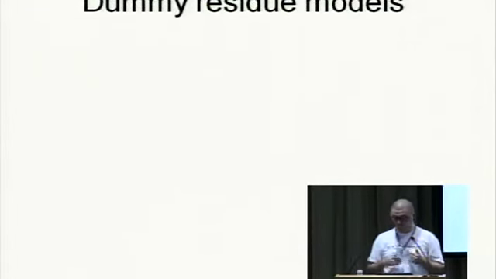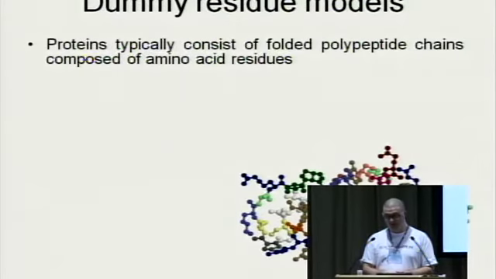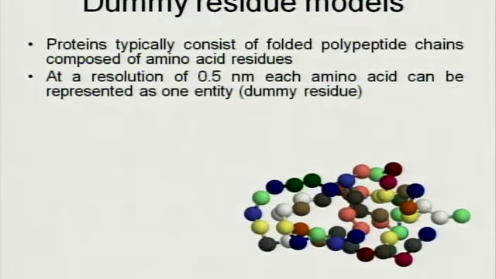So for proteins, there is yet another approach to modeling, to creating models of proteins. This approach is called dummy residue modeling. Proteins typically consist of folded polypeptide chains composed of amino acid residues. So the idea here is that we know how many residues we have. We can represent each amino acid as a dummy residue or as a sphere of a fixed radius.